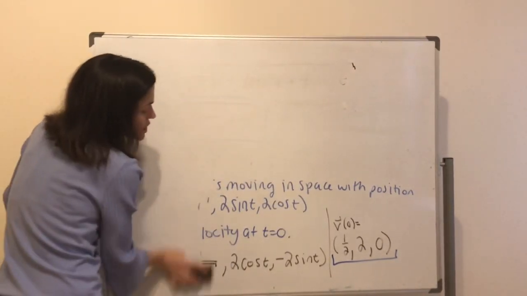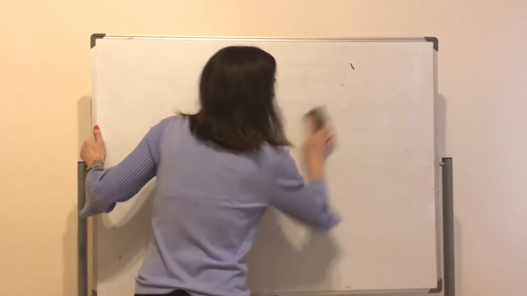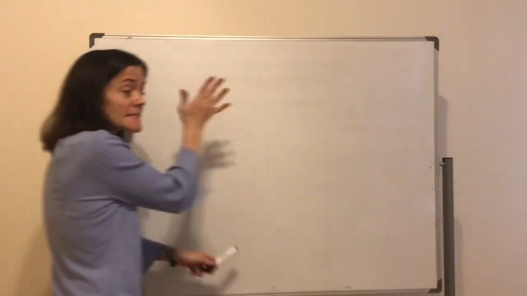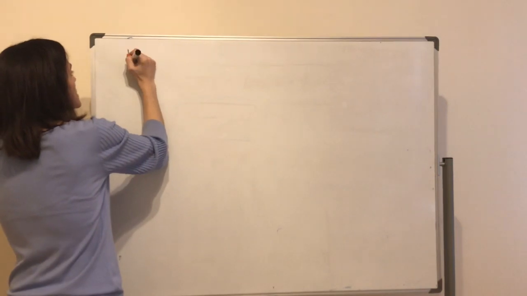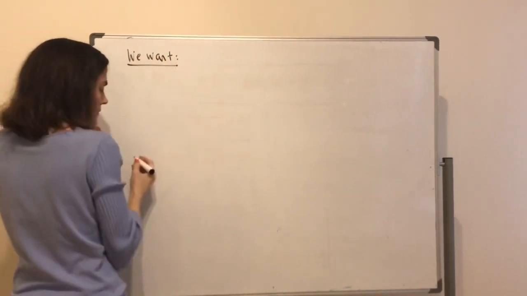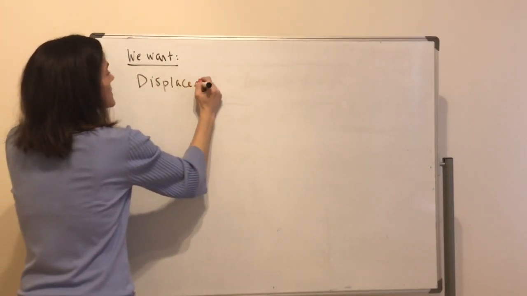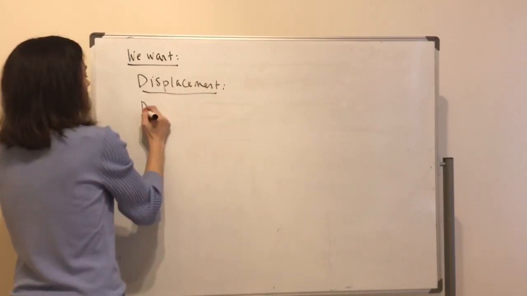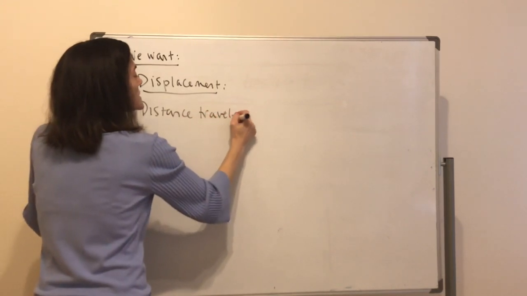Okay, so just like when we have motion in one dimension, we still want to figure out what is displacement, distance traveled, except we have motion in space. So we want, well, the displacement, and this is an important thing to think about here, and we want the distance traveled. Let me get the blue as it's a little darker.